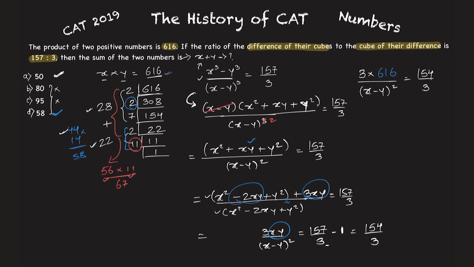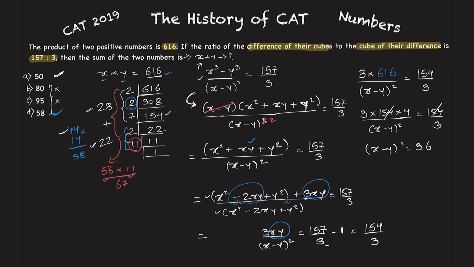How will I write 616 as? This could be, yes, there is a 154 here, if you can see, we had simplified this. So this could be written as 154 into 4. Right, 154 into 4. So I'll write this as 3 into 154 into 4, that is nothing but 616, divided by x minus y the whole square, is equal to 154 divided by 3. 154 gets cancelled. I get 9 into 4, 36. So x minus y the whole square is equal to 36.